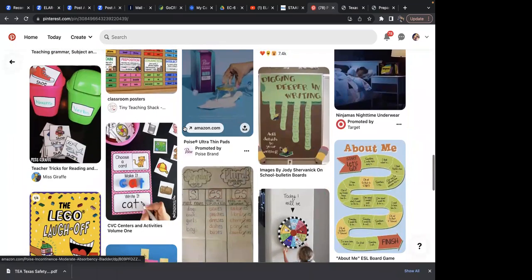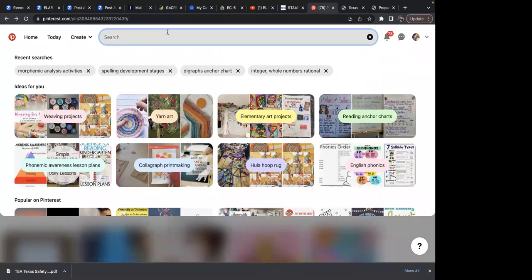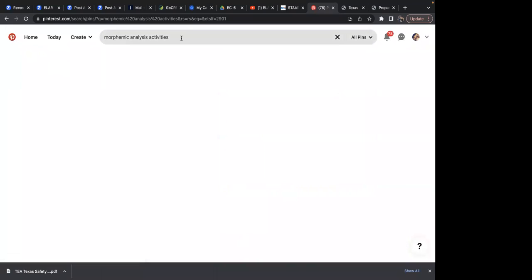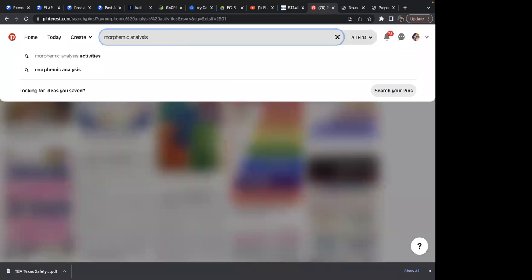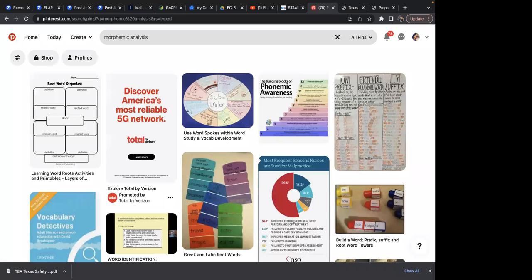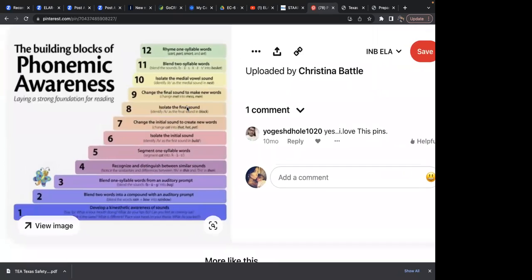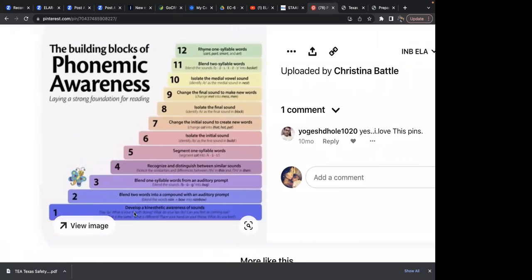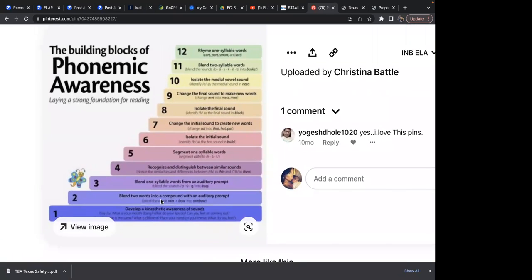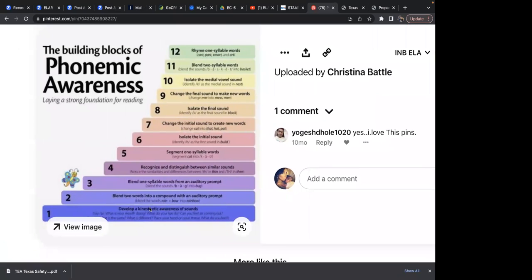Let me see, what did I look up? Morphemic analysis. Here are the building blocks of phonemic awareness: developing a kinesthetic awareness of sounds. What is your mouth doing? What do your lips do? Can you feel the air coming out? So really understanding blending words into a compound with an auditory prompt, blending the words rainbow into rainbow.